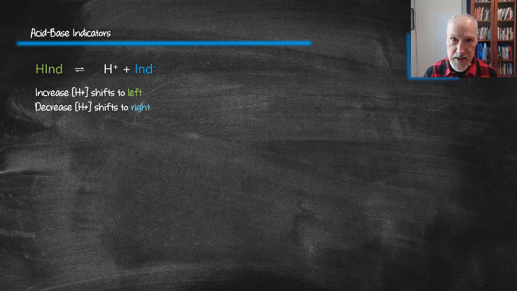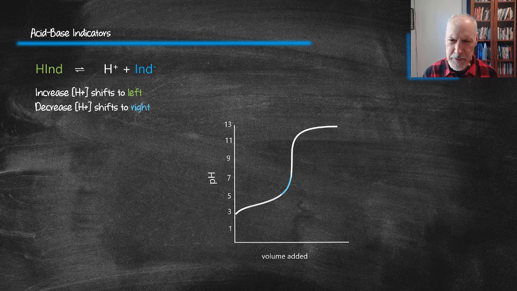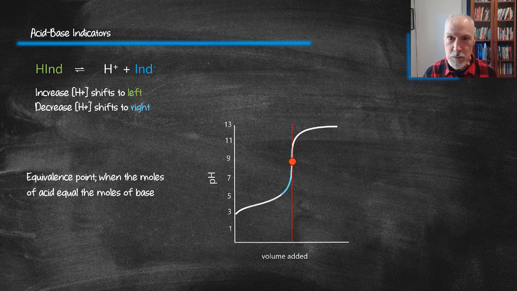Similarly, if I remove H+ ions by adding OH- ions, it would shift to the right. So I have colored ions that are present both as the conjugate acid and as the conjugate base. Let's look at how we can use this in a pH curve to determine when we reach what we call the equivalence point. The equivalence point is that point at which we have equal moles of acid and equal moles of base. The end point is the pH at which our indicator changes color.